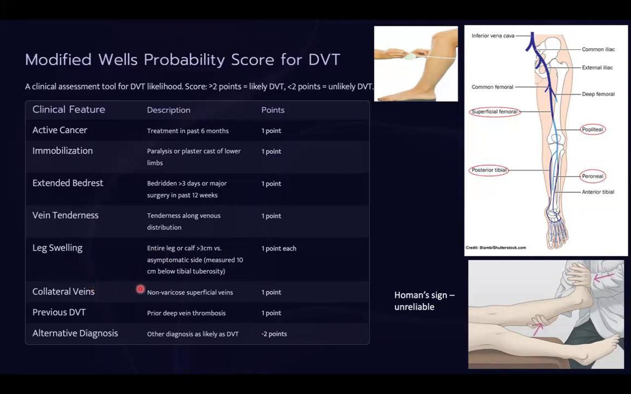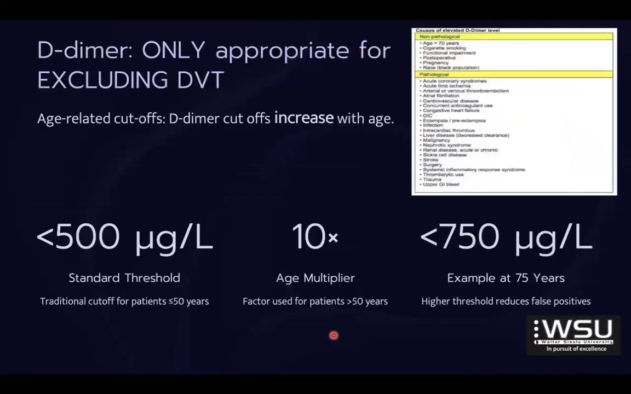Any collateral veins, so non-varicose superficial veins that the patient has, other superficial veins that are also distended. Very important if there's a previous history of DVT. And then if there's an alternative diagnosis, so say you examine this patient and it definitely looks like they've torn a muscle or looks like a Baker cyst, then you would subtract 2 points from this scoring system. So now that's going to give you a nice number, and what do we do with that number?